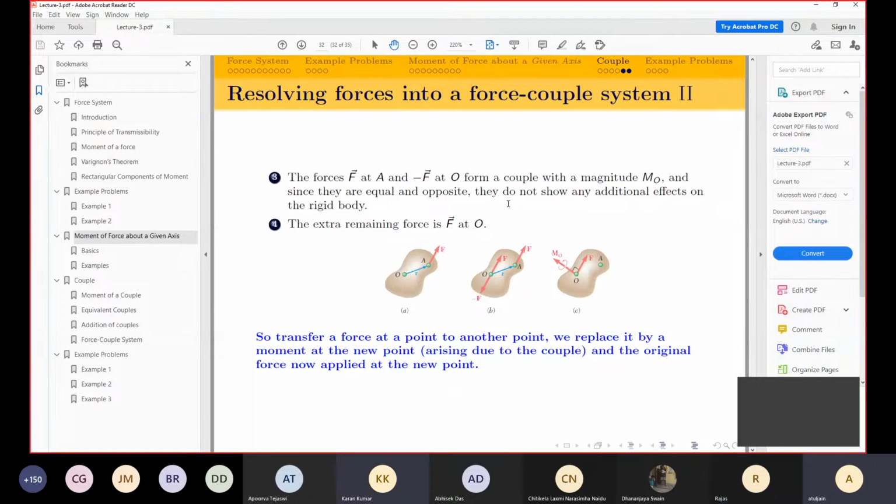So now if I can do that for one force, I should also be able to do it for multiple forces. One by one I can convert all my forces to a force and moment at a point, and then I can do a vector addition. So it need not be a single force. A force can be replaced by a force and a moment at some other point, but a number of forces can also be replaced by a single force and moment at some arbitrary point.